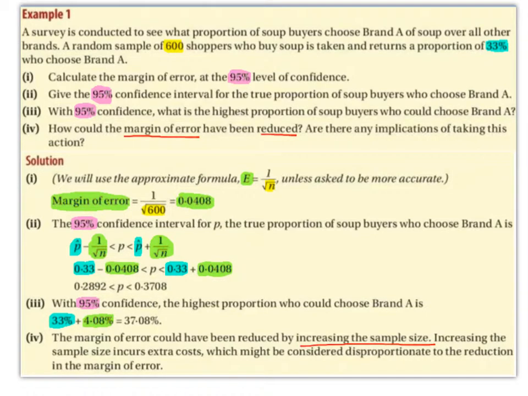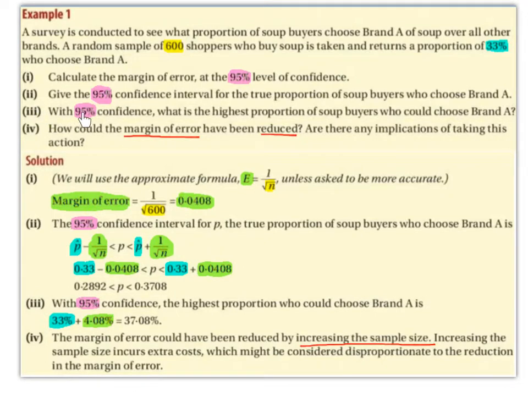So our sample proportion worked out to be 33% who chose brand A, but of the actual population, the true population proportion, we are 95% confident that it is not 33%, it's somewhere in between about 28.9% and 37.1%.